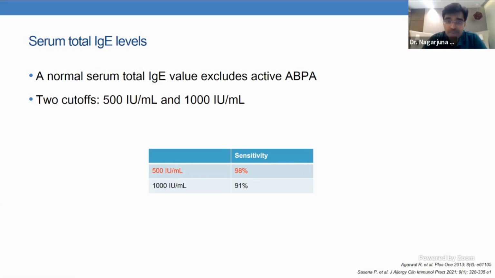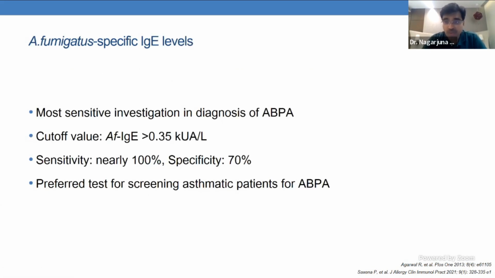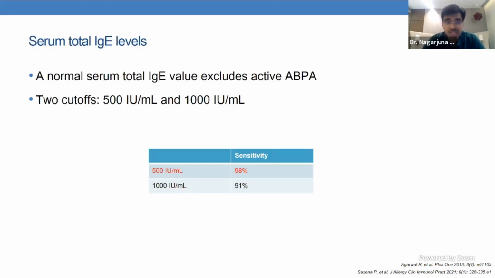It's important to remember that specific IgE cannot be used for monitoring. It's only used for diagnosis. Whereas total IgE is important for monitoring because the levels go up and down. And based on this total IgE level only, you define remission and exacerbation again. So this is very important.